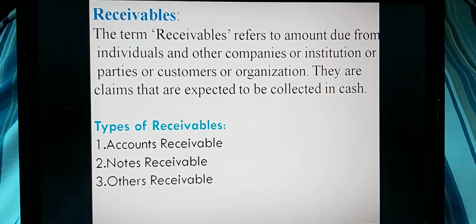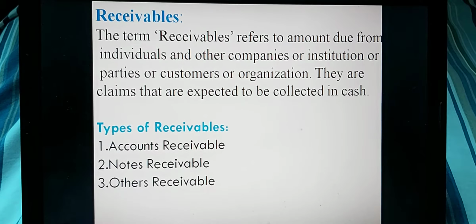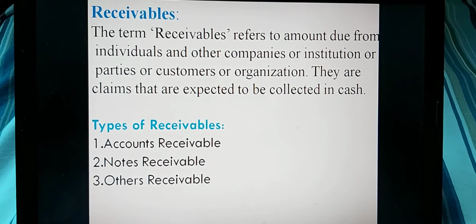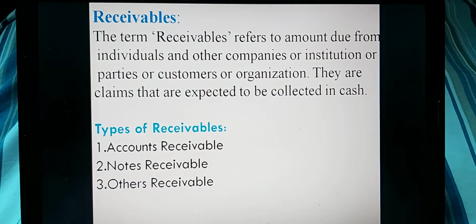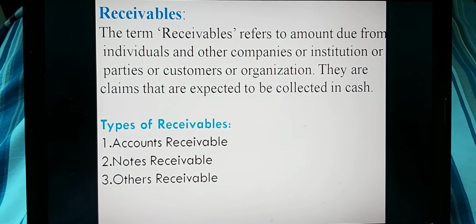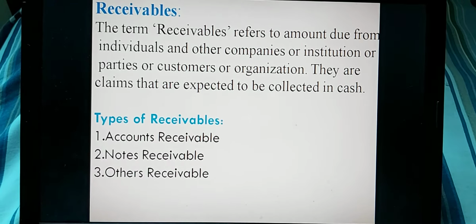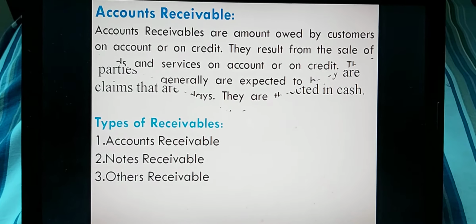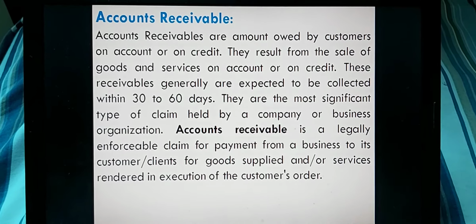Now you have to know how many types of receivables. There are 3 types of receivables in accounting procedure. Number 1, accounts receivable. Number 2, notes receivable. Number 3, others receivable. Dear learners, I think you have written in your accounting copy the term receivable. Now you have to know what is accounts receivable.